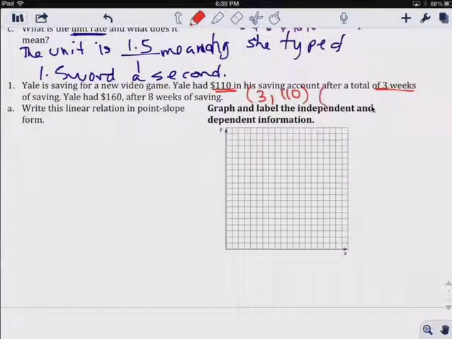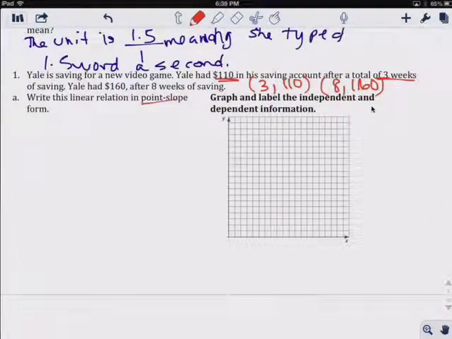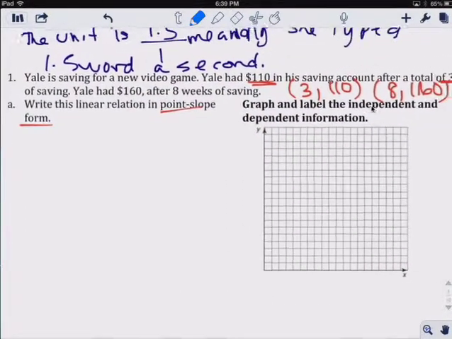It's 110 in 3 weeks right there. And then the other one is 8 weeks and 160. Okay. Point slope, and then graph. Haha, they didn't ask any other question. Thank goodness. Okay, point slope.